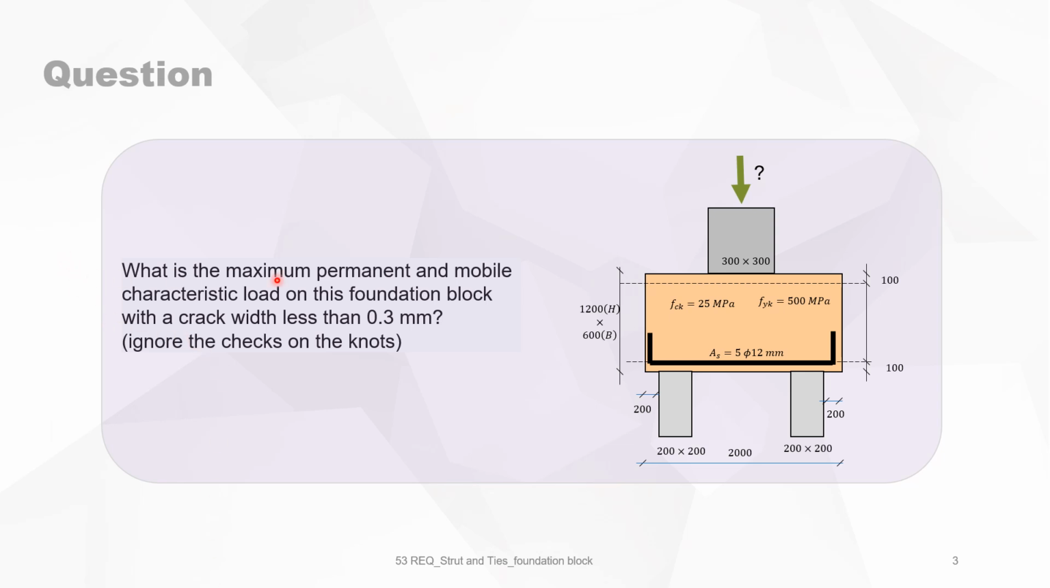What is the maximum permanent and mobile characteristic load on this foundation block with a crack width less than 0.3 millimeters? Ignore the check on the knots. So this is our foundation block, and we want to know what is the maximum load that this block can take.